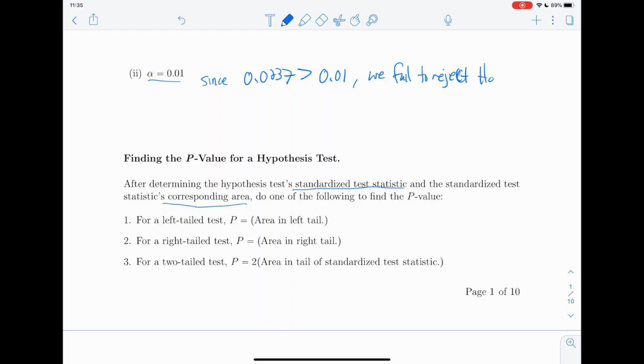The corresponding area depends on the nature of the test, meaning either a left tail, a right tail, or a two-tail test, where the p-value is going to be the area either in the left tail, the right tail, or split, where half the p-value is found in each of the left and the right tail.